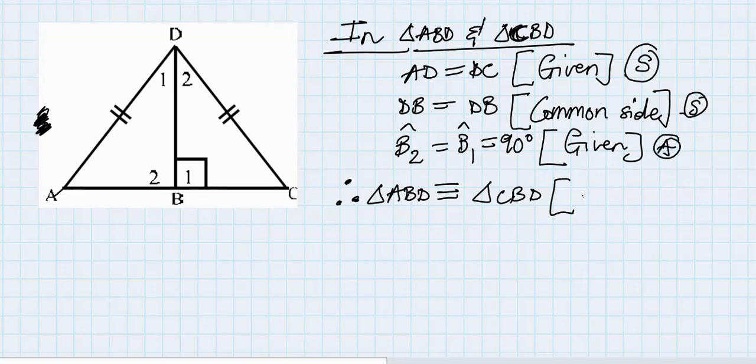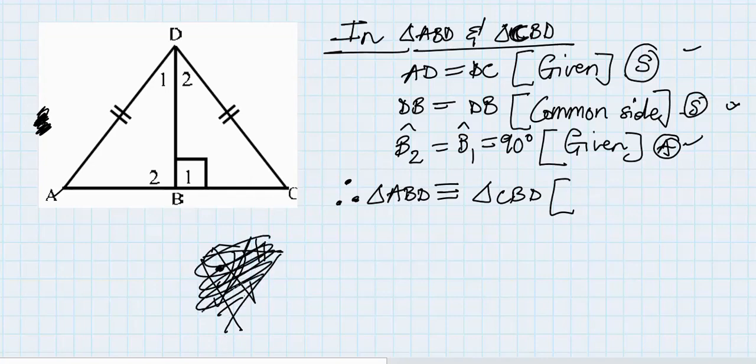And then I have to come to a conclusion now. What case of congruency is this? Did I prove a side angle side? No way, because for a side angle side, I must have a side, an angle in between, and a side. So if the angle that I proved was not an angle between the two sides in a triangle, then that's not side angle side.